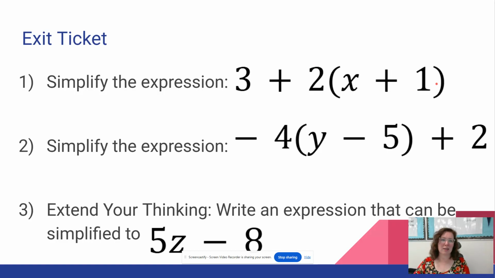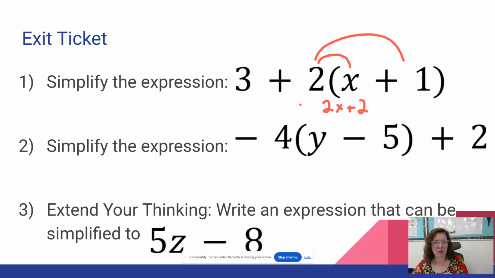Now, when you have something like this, do those parentheses first. 2 times x is 2x. 2 times a plus 1 is a positive 2. And now I'll go back and rewrite that 3 plus at the beginning, and now combine like terms. The 2x has nothing to combine with, so it's just 2x. We have a positive 3 and a positive 2 makes a positive 5.